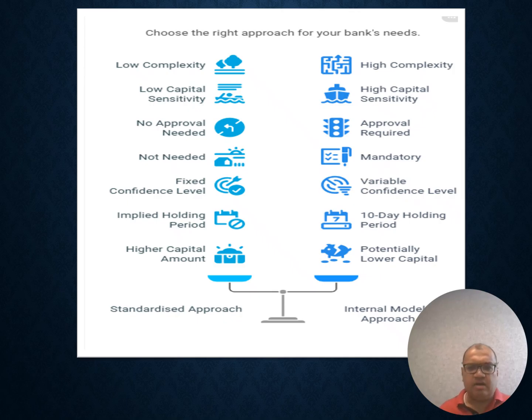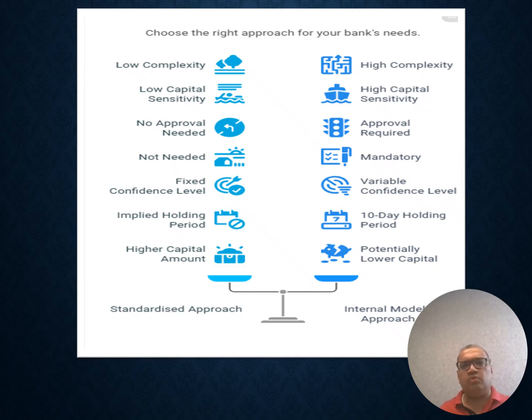With VAR, you have to take central bank approval and all. Then there is no fixed confidence level. There's no per se VAR here, so there's no need for a confidence level, and no implied holding period. Like in VAR, you have a 99% confidence interval over a 10-day period. There's a higher capital amount because you're applying a fixed charge, so there's a high probability you keep a higher capital amount.